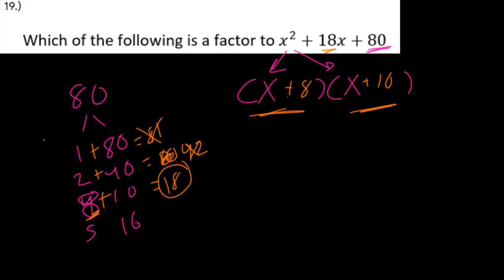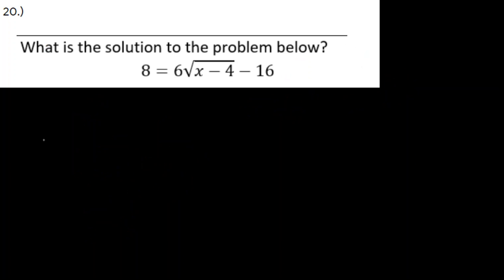Moving on. Okay, y'all. Number 20. What is the solution to the problem below? And you might be thinking, whoa, mister, I've never seen anything like this. Well, let's take it step by step. Thing number 1, we always want to get rid of our subtraction or our addition. And hopefully, you're like, well, wait a second, Mr. Hastings, I see some subtraction there. So we'll get rid of our minus 16 by adding 16 to both sides.